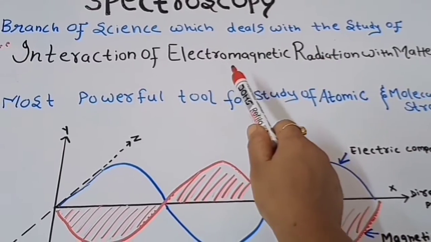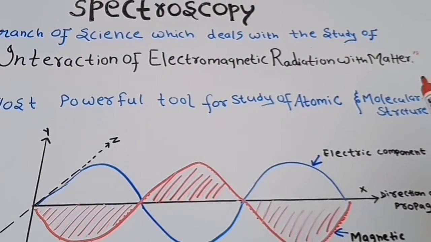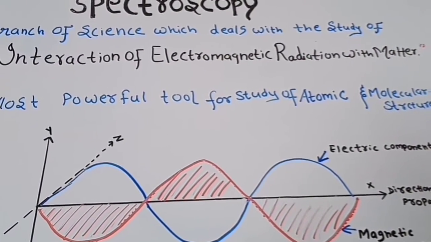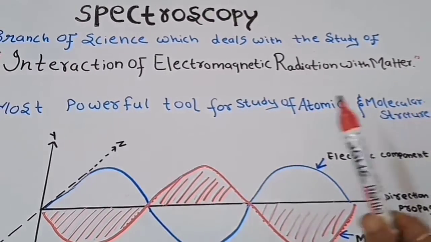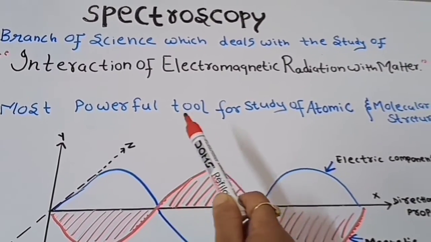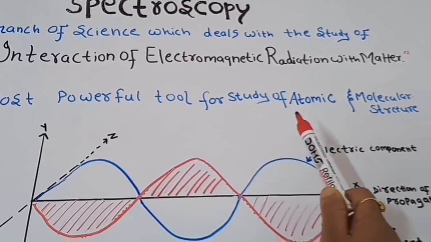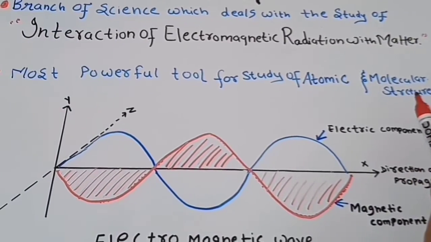So what are electromagnetic radiations? Which type of the matter will be there? That details we have to study here. And we can also say that spectroscopy is the most powerful tool for studying the atomic and the molecular structure.